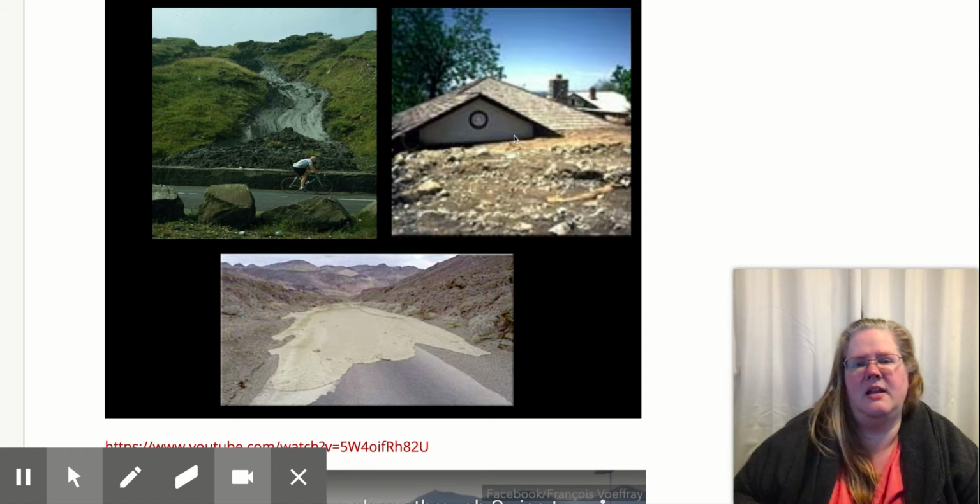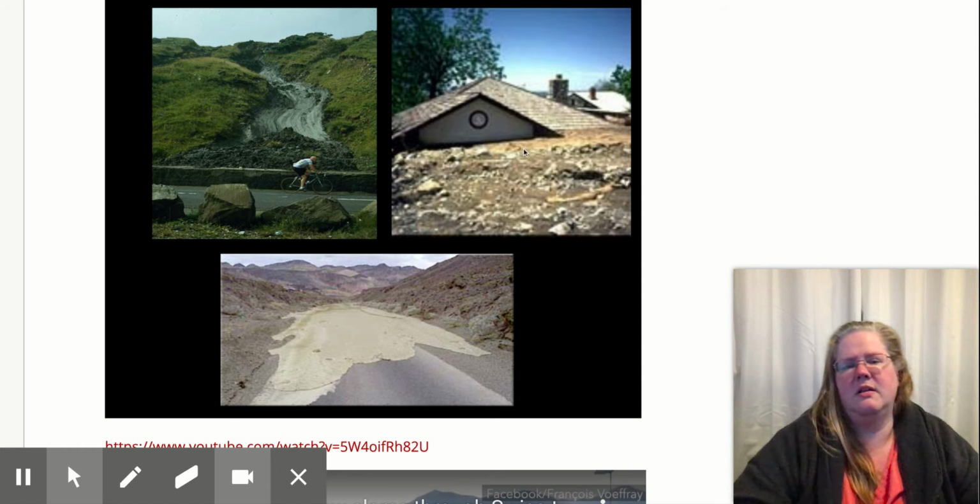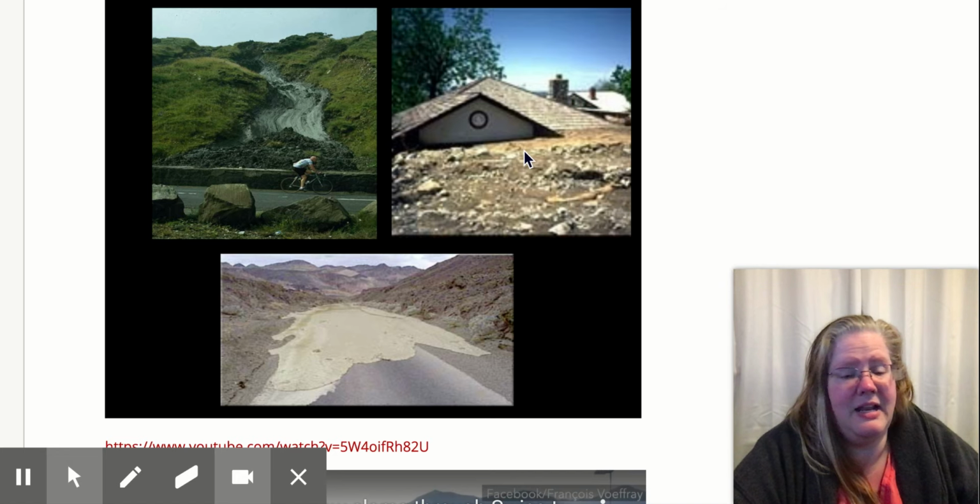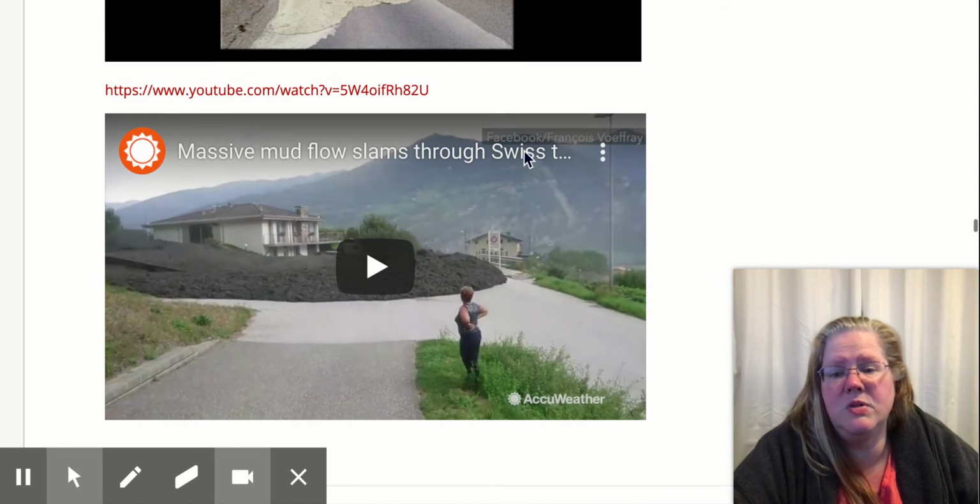This is a mudslide that basically made that house uninhabitable. They're going to have to dig it out.